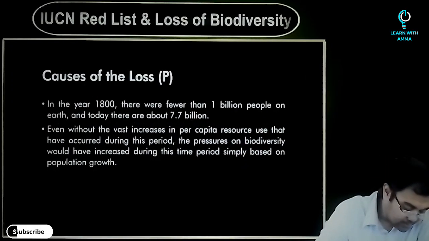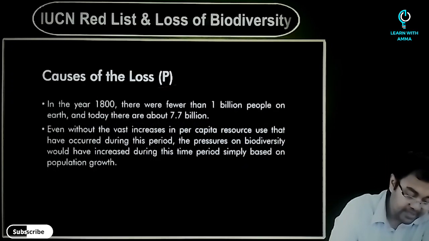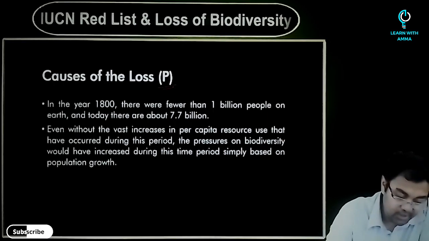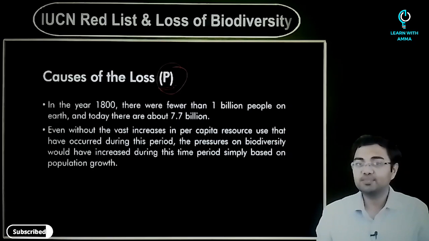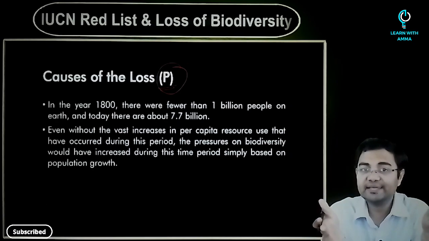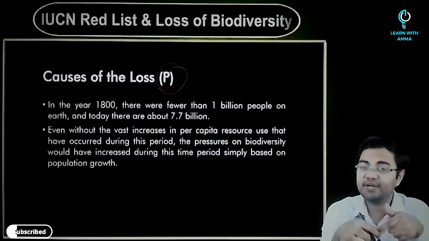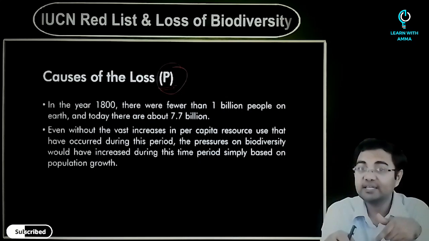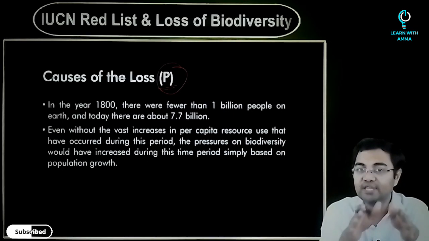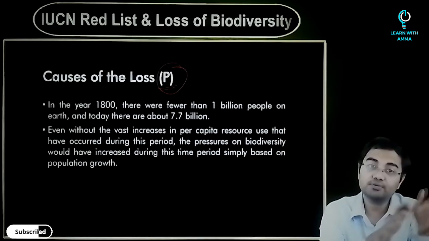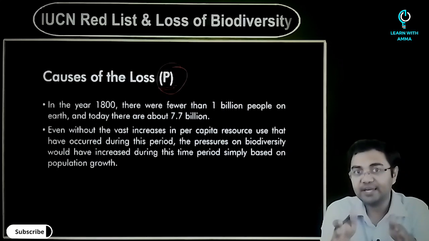Then after that you have another P, that is population. Now when we talk about population, we know that because of an increase in population the demands for all the ecological services will increase, there will be destruction of habitat, there will be an increase in pollution, and all these ultimately will lead to the extinction or disappearance of all the other species than humanity.